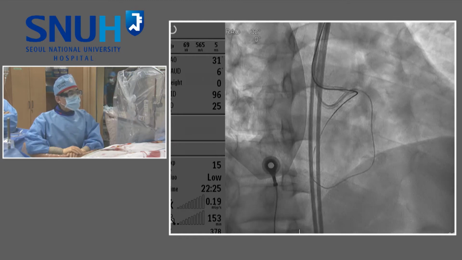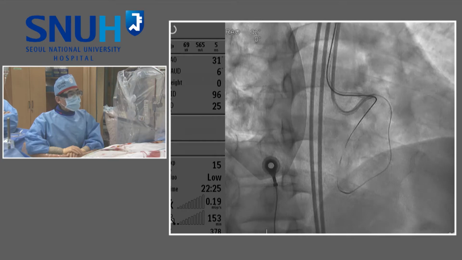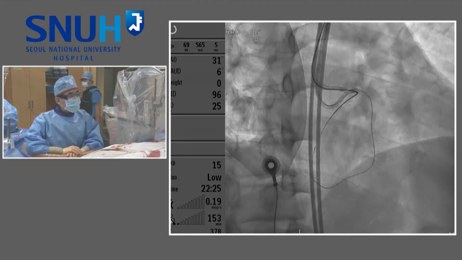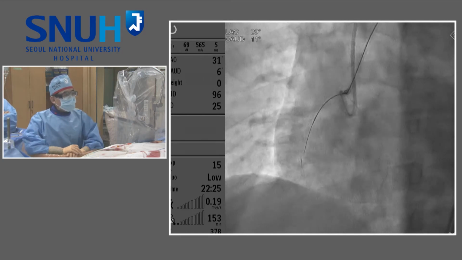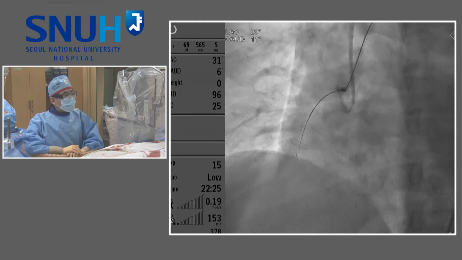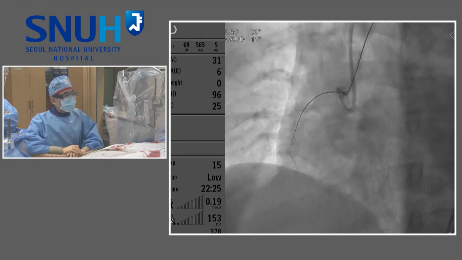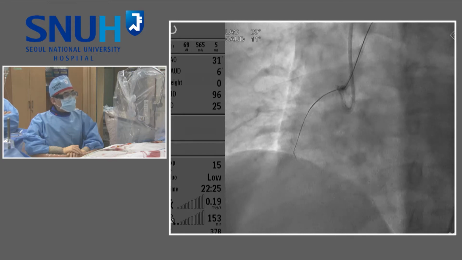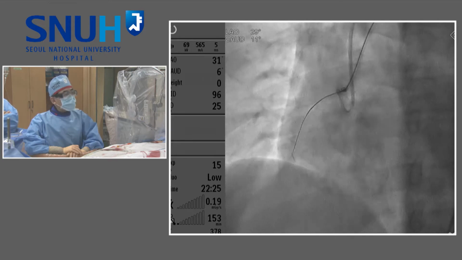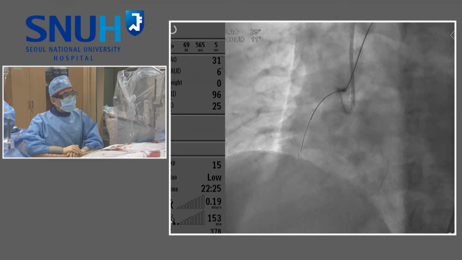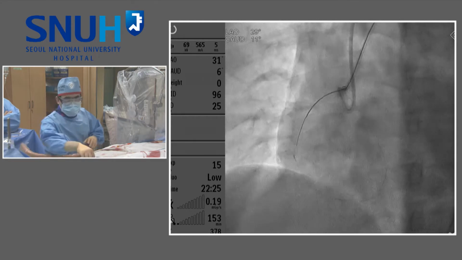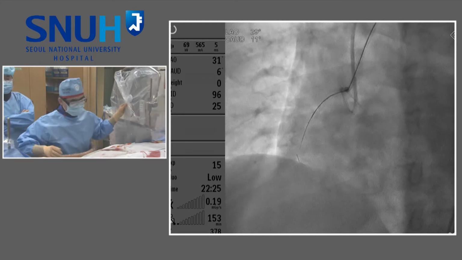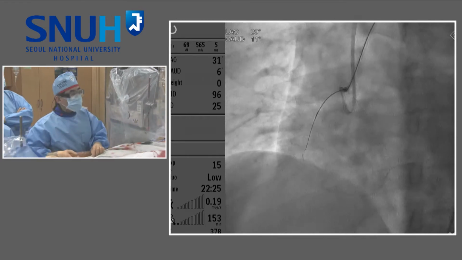On RCA, the angle is good. But at the final point, I think there is a subtle difference in the orientation between the retro microcatheter and the antegrade Gaia second wire. Thus, from now on, I'd like to do retrograde wiring. What's the retro wire? Gaia second? Okay. From now on, it's real live.